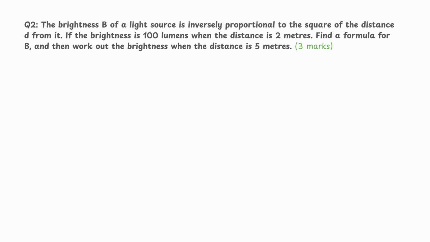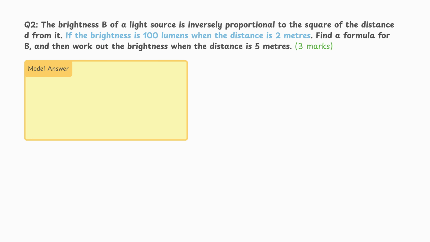Let's move on to another question. You can pause the video and try it yourself. We are told that the brightness B of a light source is inversely proportional to the square of the distance d from it. If the brightness is 100 lumens when the distance is 2 meters, find a formula for B, and then work out the brightness when the distance is 5 meters.